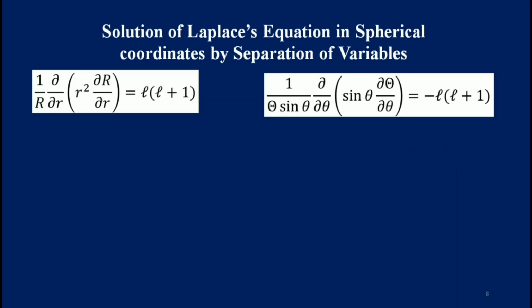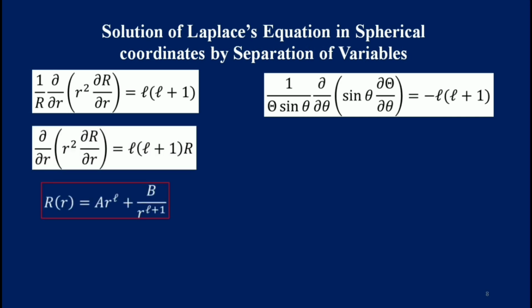Okay, so we will solve both these equations separately. The first one's answer is capital R, which is a function of small r, equal to A r to the power L plus B upon r to the power L plus 1. Here A and B are any constants.